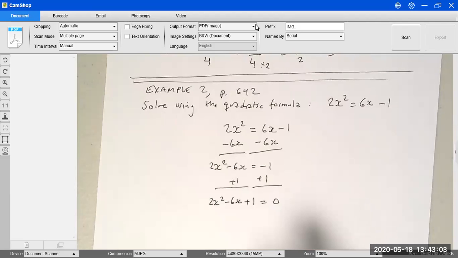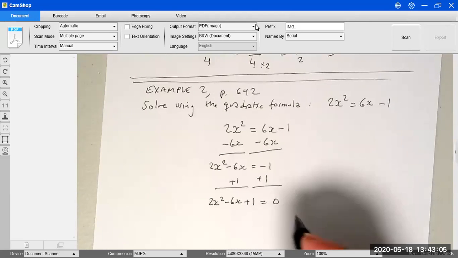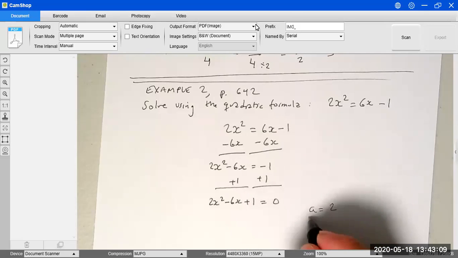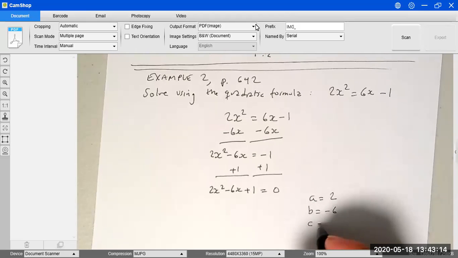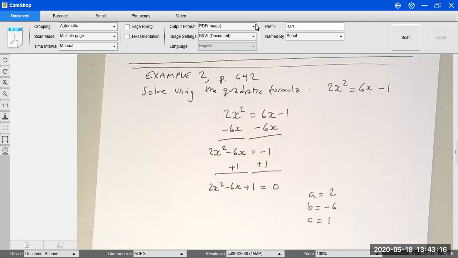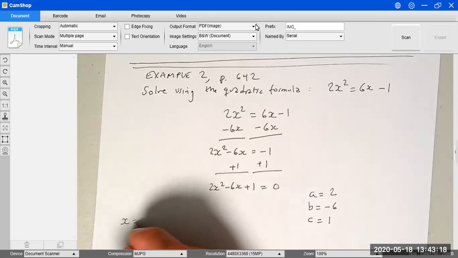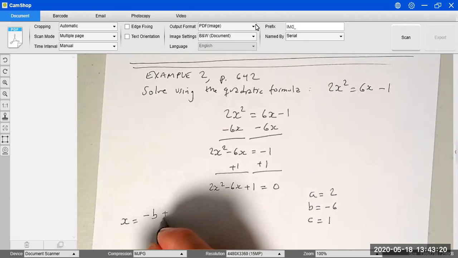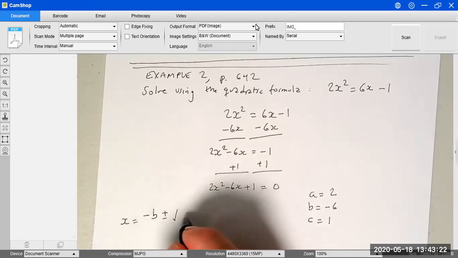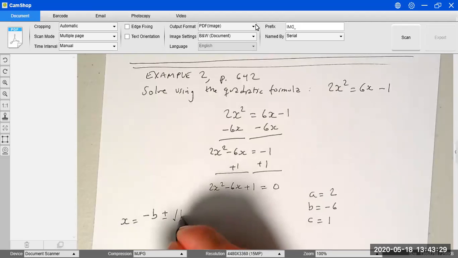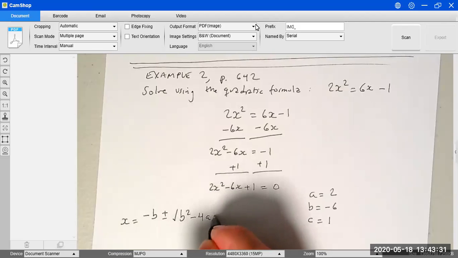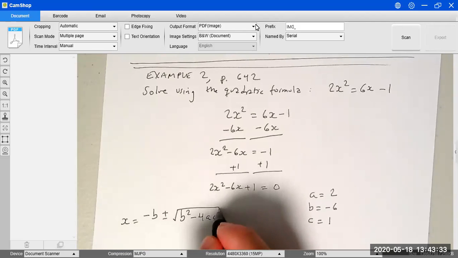So in this case, we have a equals 2, b equals -6, and c equals 1. So let's use the formula. I like writing the formula all the time to memorize it. You're going to have the opportunity to use your formula sheet for your final exam, but it is good to memorize this formula. It's a very useful formula.